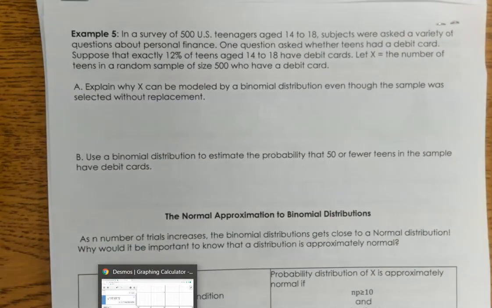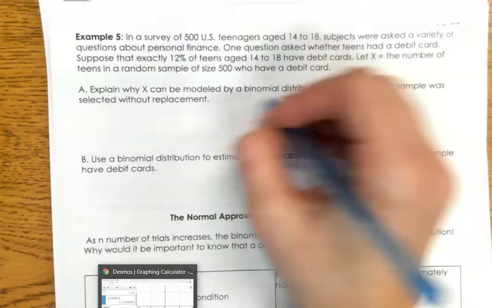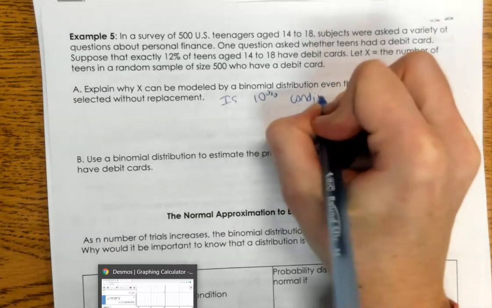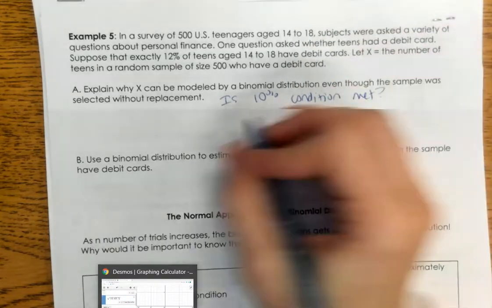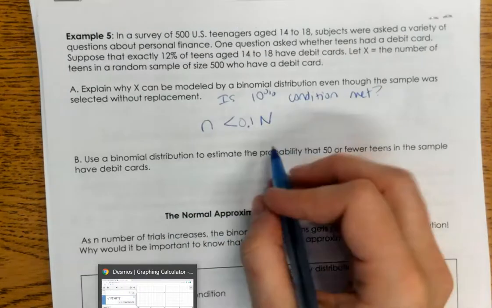All right, in a survey of 500 teenagers aged 14 to 18, subjects were asked a variety of questions about personal finance. One question asked whether teens had a debit card. Suppose that 12% have debit cards. Let X equal the number of teens in a random sample of 500 who have a debit card. All right, explain why X can be modeled by a binomial distribution even though the sample was selected without replacement. Well, is the 10% condition met? Is my sample smaller than 10% of the population?